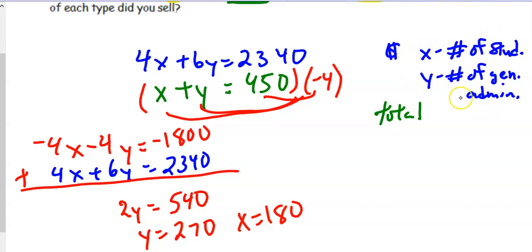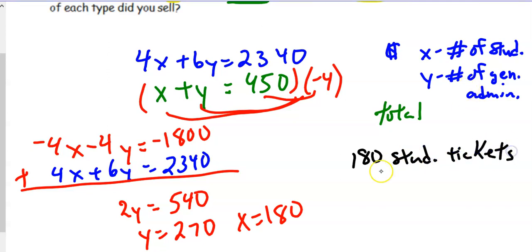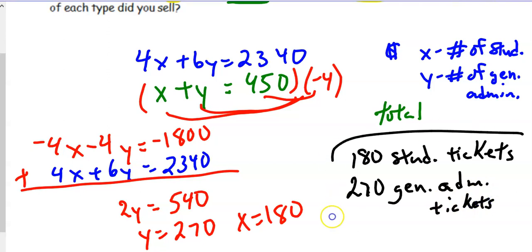Here, knowing what your variables stand for will help you with this. I sold 180 student tickets, and also 270 general admission tickets. I'm okay with this type of an answer. Label, label, label. If you want to go ahead and write a complete sentence, totally fine. But again, you need to label it at least with a general phrase. That would be fine. Okay?